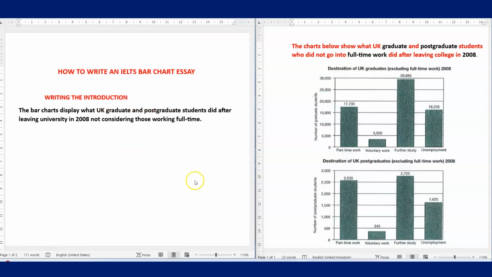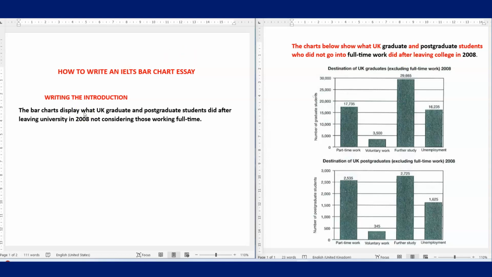Your first paragraph is the introduction, right? An introduction means that you have understood the question, so you are just going to tell your audience what the whole essay is about. So let's read this question first. The question states that the charts, two of them below, show what UK graduates and postgraduate students who did not go into full-time work did after leaving college in 2008.